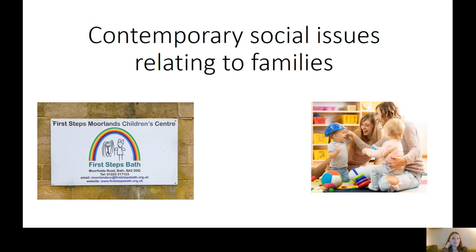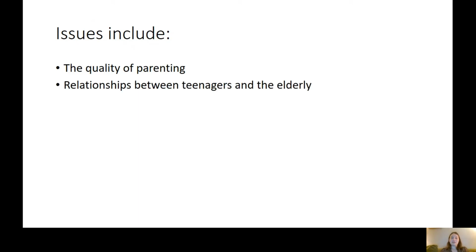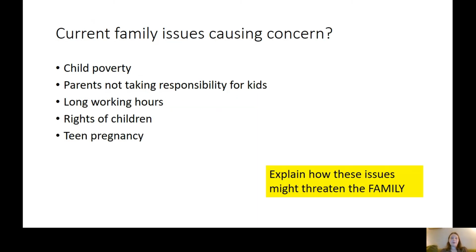Okay, so the lesson today is on contemporary social issues relating to families, and we're going to cover all sorts of different things. The main issues that are covered in the textbook and that I'm going to talk about a little bit today are the quality of parenting, relationships between teenagers and the elderly, and care of disabled and elderly people. But there are lots of other issues as well that might cause concern for government or for policy makers. Some of the current issues are things like child poverty, parents who don't take responsibility for their children, long working hours for parents, the rights of children, and teenage pregnancy.